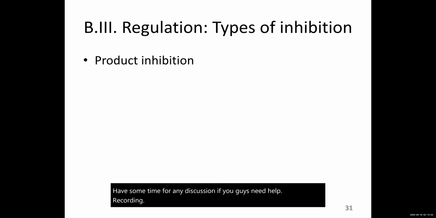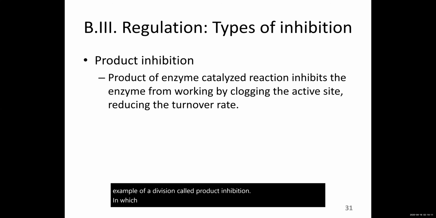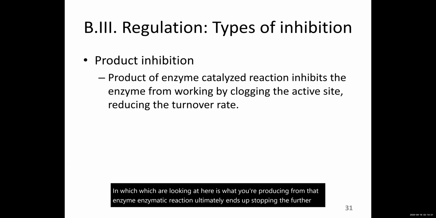Okay, so from the last lecture, we had talked about the types of fast control to achieve homeostasis. And so we gave you three big examples with a minor deviation. The first example here is an example of inhibition called product inhibition, in which what you're producing from that enzymatic reaction ultimately ends up stopping the further reaction of more substrates or nutrients. In other words, whatever you're making ends up prohibiting or stopping the actual enzyme from working any further.